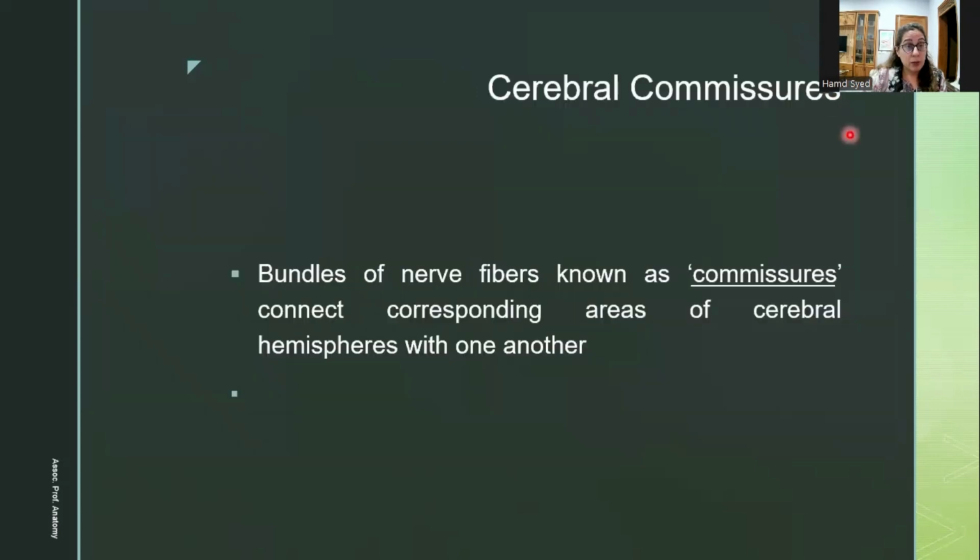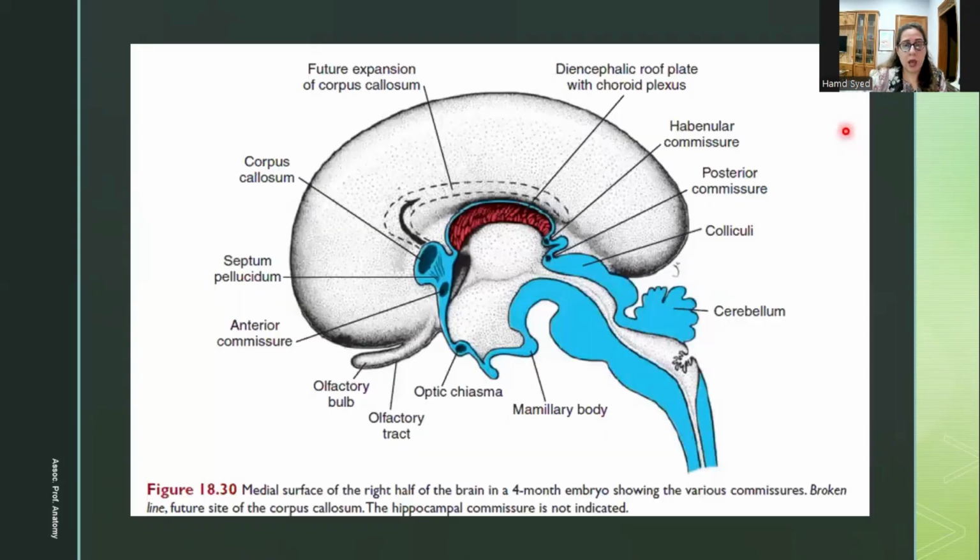Now, what are these cerebral commissures? These are bundles of nerve fibers which are going to connect corresponding areas of cerebral hemispheres with each other. And there are many commissures, but the largest and most prominent one is the corpus callosum. So this is a sagittal section through the developing brain, and the dotted line is representing the area of the future expansion of the corpus callosum, right? But other commissures are also visible over here: the habenular commissure, the posterior commissure, and anteriorly you also have the anterior commissure and the optic chiasma.